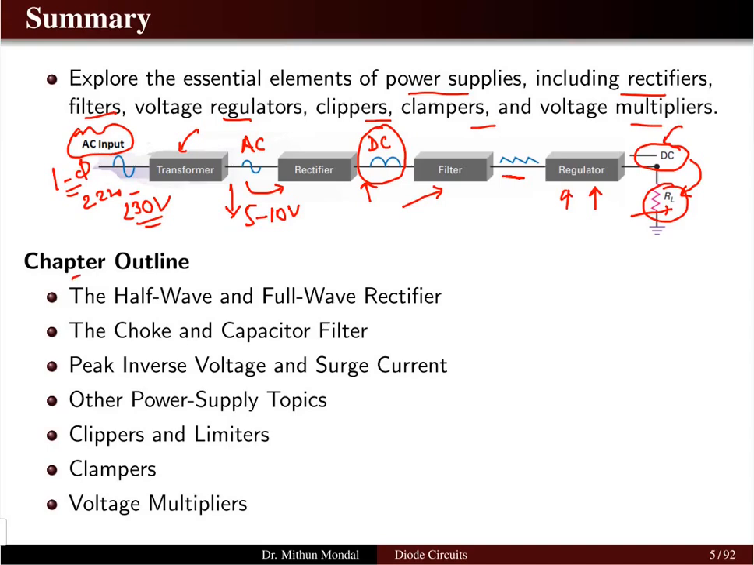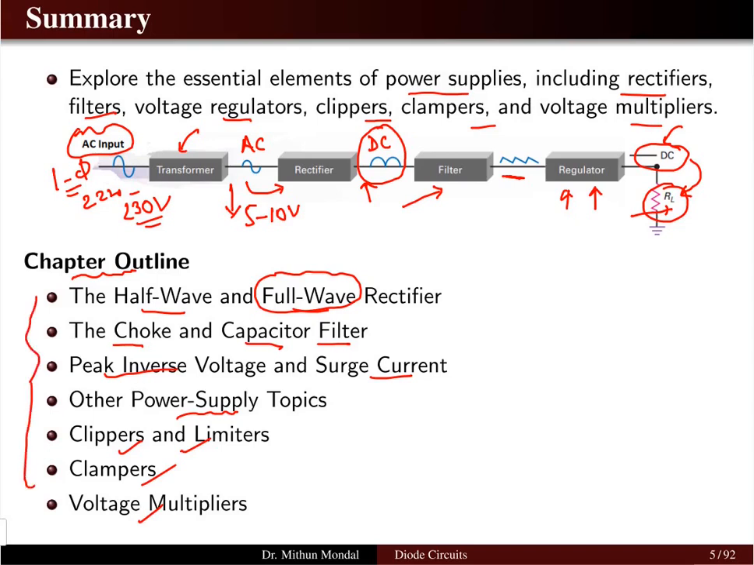So in this chapter, the outline of the diode rectifier circuits: we will discuss the half-wave rectifier and the full-wave rectifier. Again, the full-wave rectifier may be center-tapped or bridge rectifier. We will discuss the filter in the form of the choke input filter or the capacitor input filter. What is peak inverse voltage in the diode and the surge current? Other types of power supply topics we have: clipper circuits, which are again the limiters, clampers and the voltage multipliers. So these are the different parts of lecture 3. We are in lecture 3 and we will discuss these subtopics in different parts.